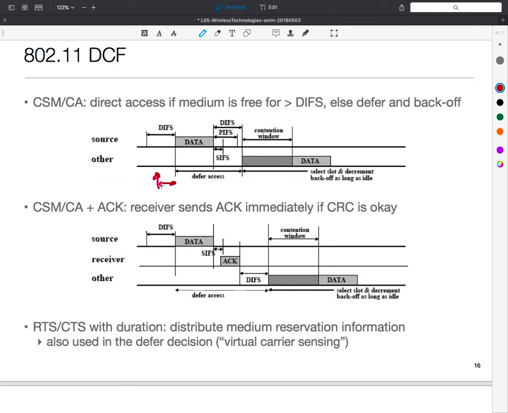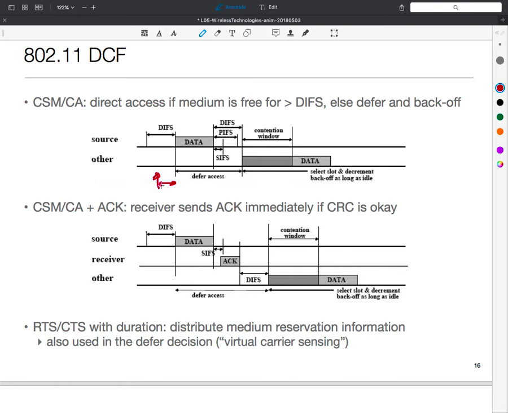Then, to additionally provide rapid feedback about whether the packet has made it through or not, there is a provision for an ACK. Now you somehow need to give the ACK a higher priority so that it can be transmitted immediately. And these different IFS, interframe spacings, play the role of priority in this system. So if the receiver has to send an ACK, it will have to send it after a gap of no more than this SIFS, which is shorter than DIFS.